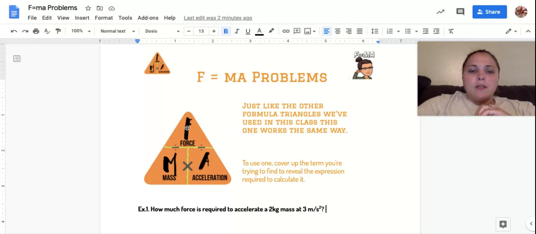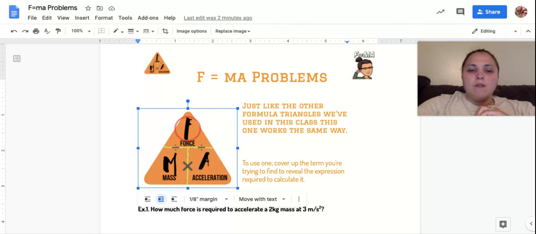So for example, if I'm solving for force, then I would cover up F, and I'm left with mass times acceleration. If I'm solving for mass, I would cover up M, and I'm left with F over A, which would be force divided by acceleration. And if I'm solving for A, then I'm left with F over M, and that will be force divided by mass.